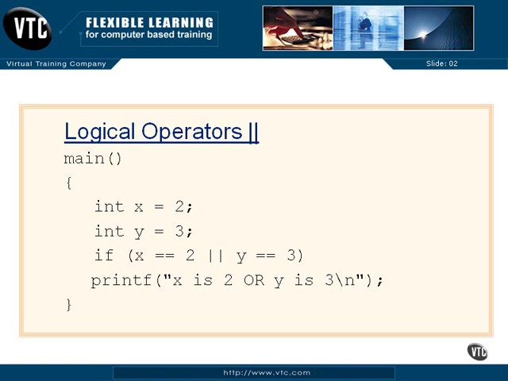And if they are both true, then we will get our printf down here, x is 2 or y is 3. Either one. If either one of these is true, this is an or, this or that is true, then we will satisfy the test and we will come down here. X is 2 or y is 3.